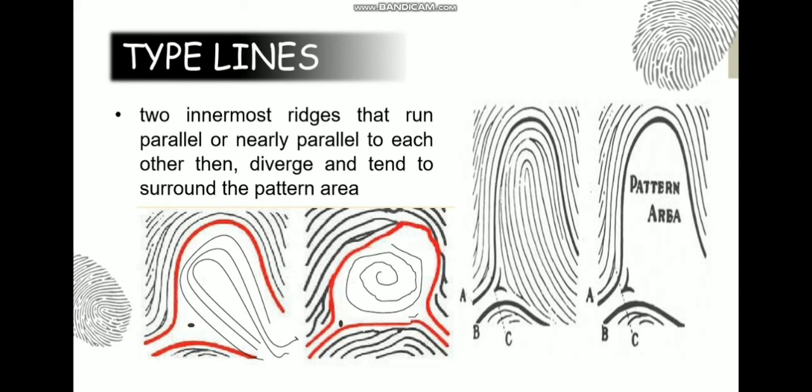So the next is the type lines. Two innermost ridges that run parallel or nearly parallel to each other then diverge and tend to surround the pattern area. So sa akong giingon, ang type lines is kanang red nga line na sa atong illustration, which is ga-cover or ga-surround sa atong pattern area.